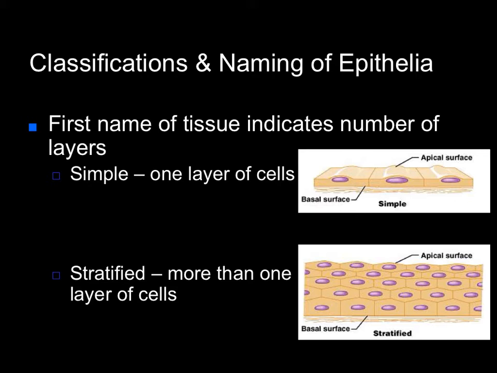In naming epithelial tissues, there are two different types of names for them. If you have one layer of cells in an epithelial tissue, we call this simple. So you can have simple squamous, simple columnar, or simple cuboidal. But what that means is that you have one layer of those types of cells. Stratified, on the other hand, means that there's more than one layer of cells. It is layers upon layers.